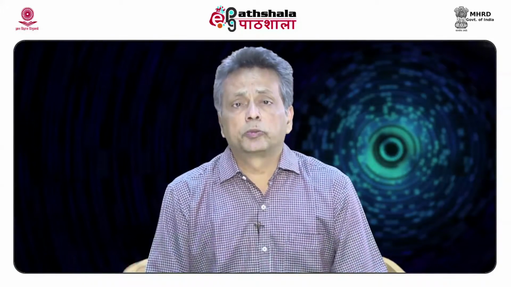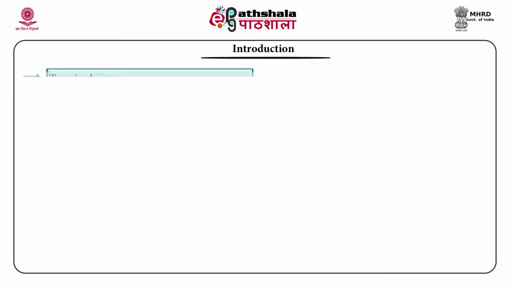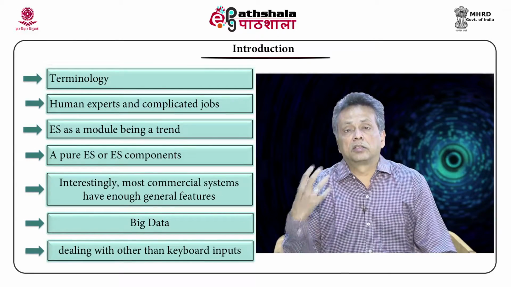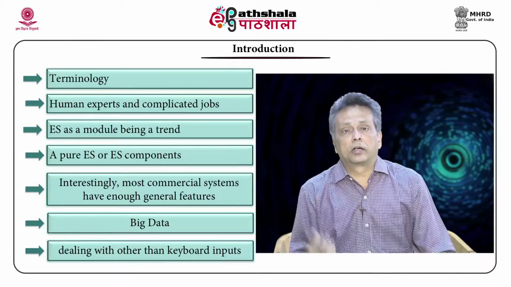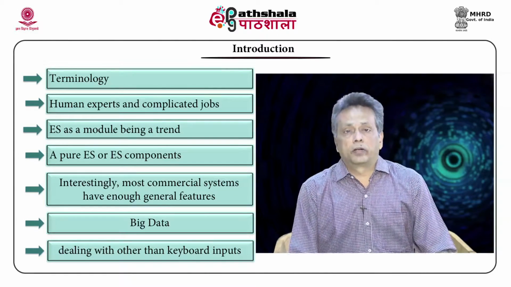Welcome friends, we are into the 32nd module of AI, and in this particular module we will be talking about expert systems. Expert systems are something which mimics human experts. For example, a doctor: a system which represents or acts like a doctor is an example of an expert system.